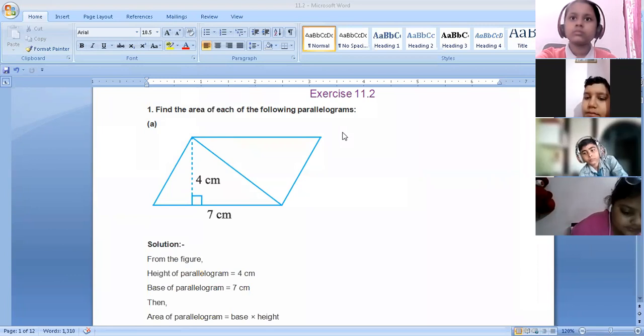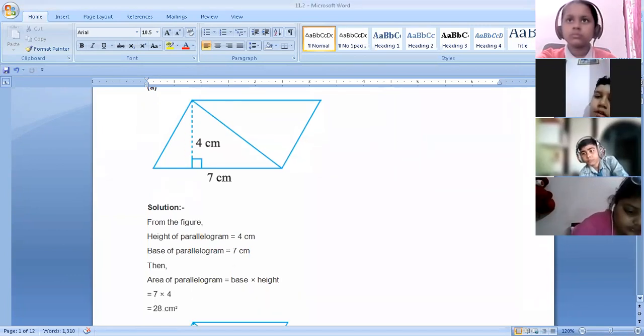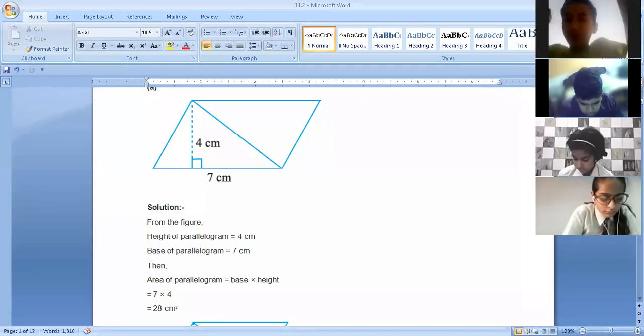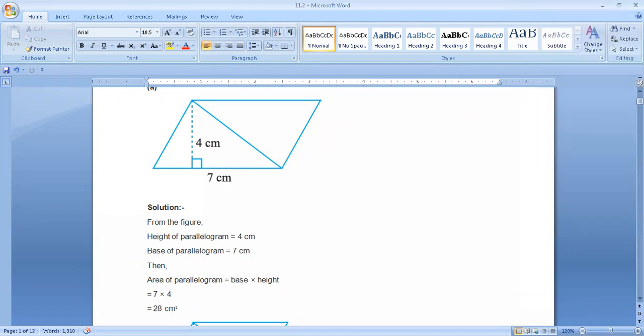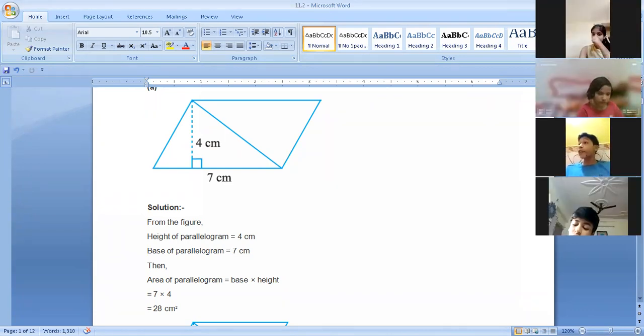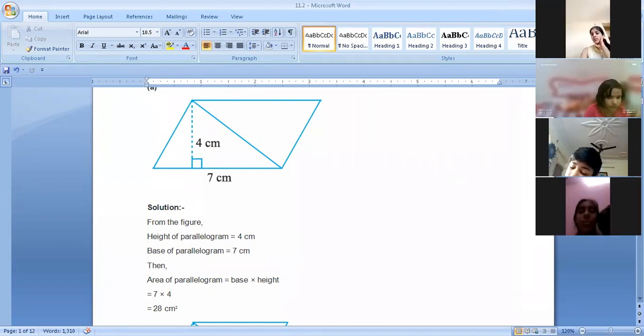Bhavanya, Jessica, right answer. 7 4s are 28 centimeters square. You have to put square over there. Lakshya Chandra, are you listening? 28 centimeters square. In area, yes, Avika, right answer. You have to draw the figures also side by side. Do not forget to draw the figures.